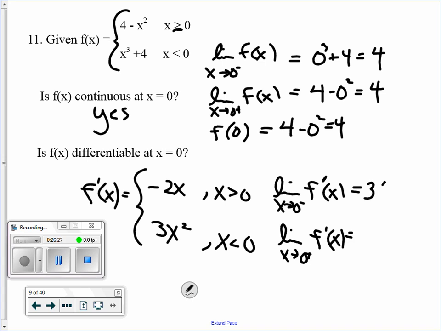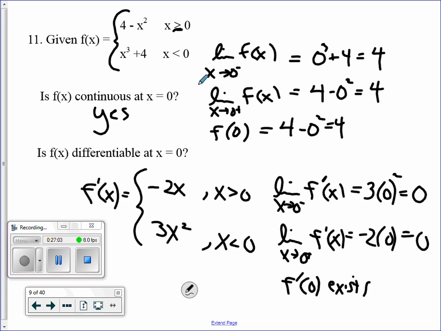So we get 3 times 0 squared, which equals 0. The limit of f prime of x as x approaches 0 from the right, we'll plug 0 into the top branch. Negative 2 times 0 equals 0. They're equal. So the slopes are the same as the two branches come together, so it's going to be smooth, no corners. So is it differentiable? Yes. F prime of 0 exists.